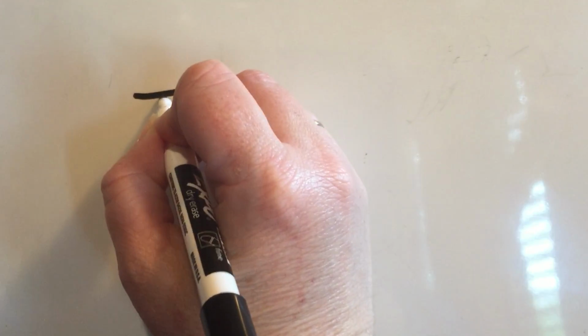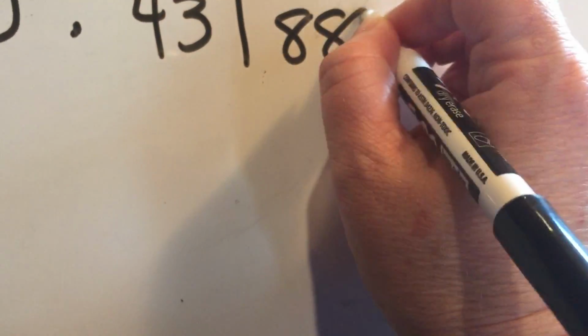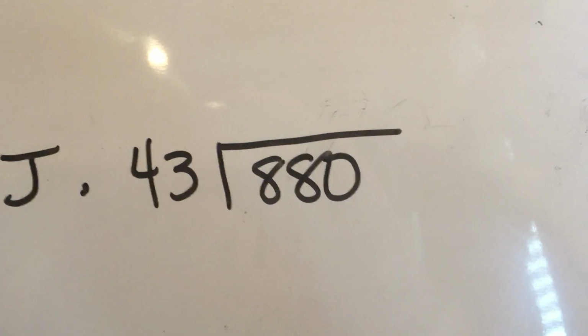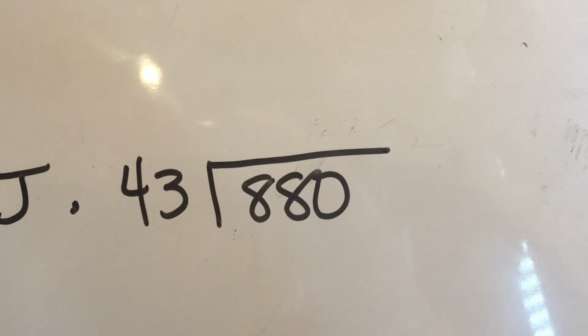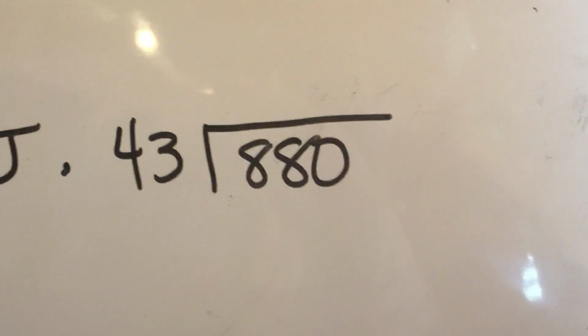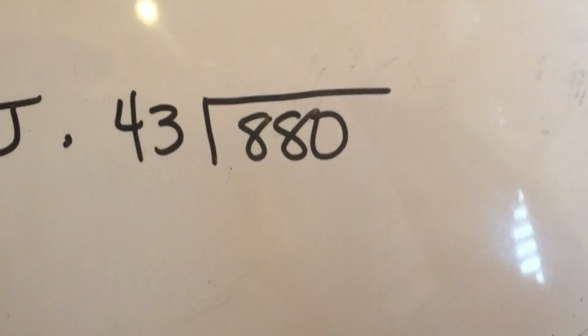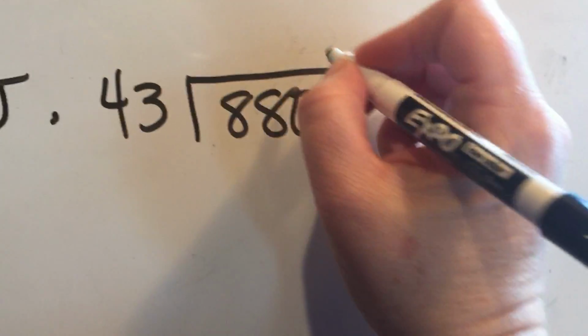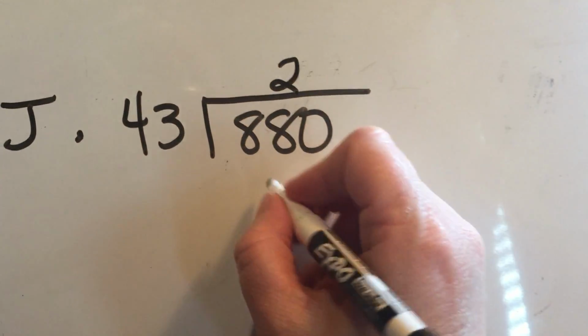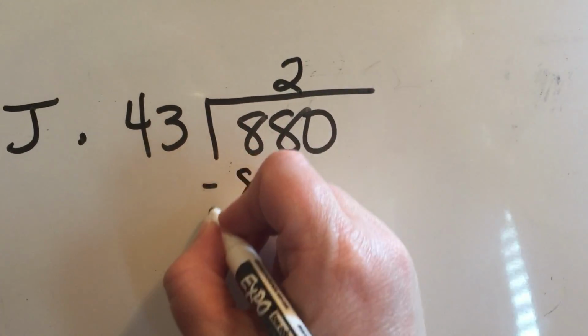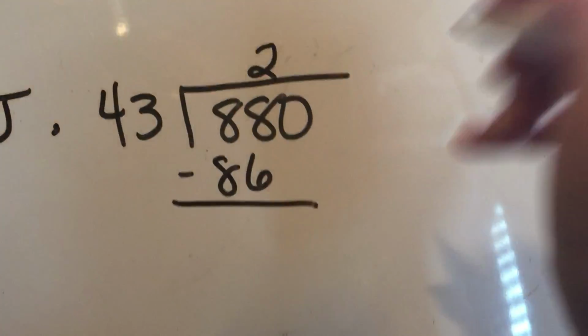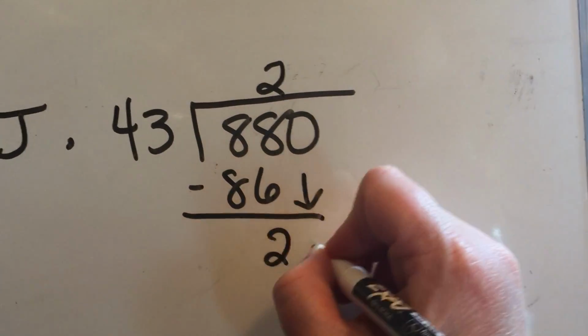J. $880 divided by 43. Okay, 4 goes into 8 twice, so 43 will go into 88 twice, most likely. So let's try that. 43 into 88 twice. 2 times 43 is 86, so that worked. 8 minus 6 is 2. Bring down the 0.